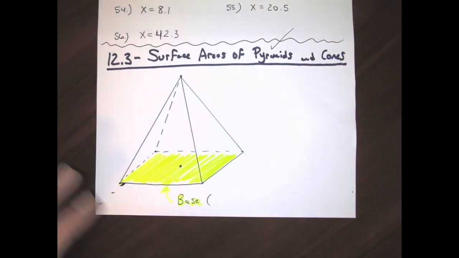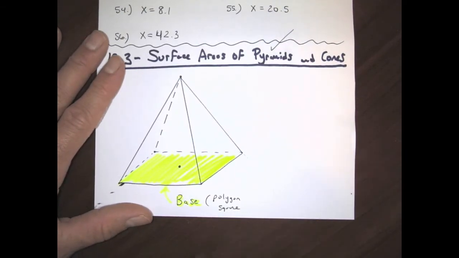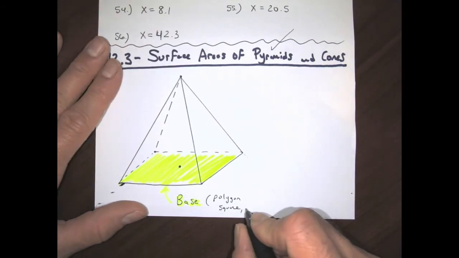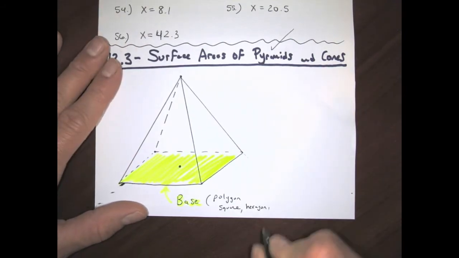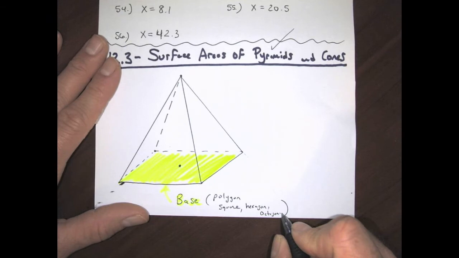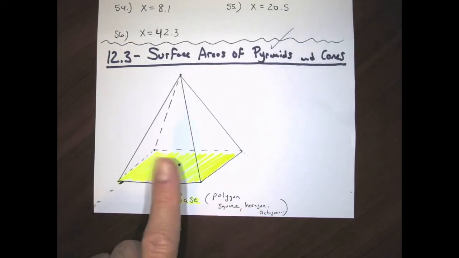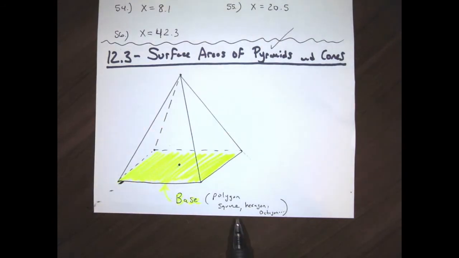That's your base. Now, folks, it could be any polygon. It could be, for example, in this example right here, a square. But it could be a hexagon. It could be an octagon. There's tons of polygons that we can have for the base. We just know the square pyramid because of the square pyramids in Egypt. But there are hundreds of different pyramids that don't have a square as a base. We call it a hexagonal pyramid. We call it an octagonal pyramid. You can have a triangular pyramid where the base is actually a triangle. But it could be any polygon. So that's the base.